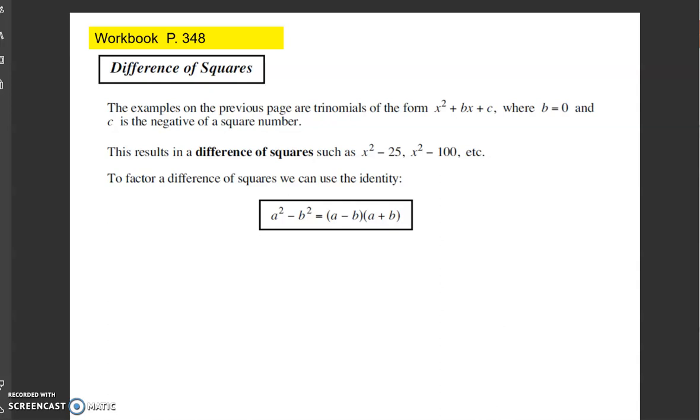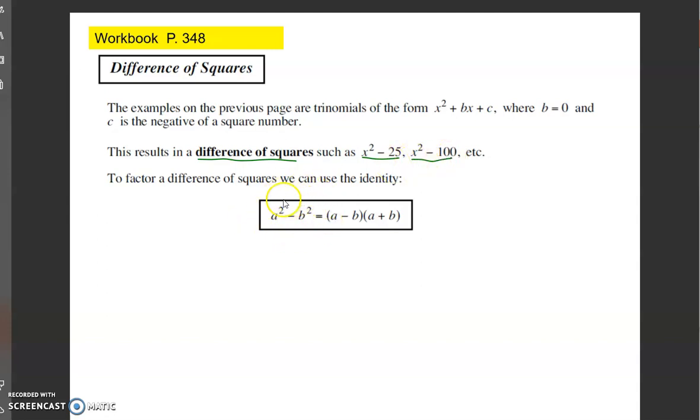So once again, what is difference of squares? Difference of squares is when you have two square terms and they are subtracting. Okay, so examples of difference of squares are x squared minus 25, x squared minus 100.